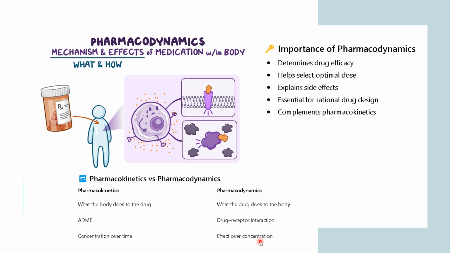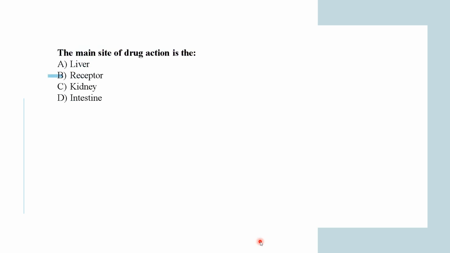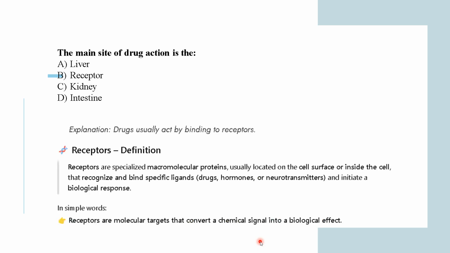Now going to the next question. The main site of drug action is the liver, receptor, kidney or intestine. It is a very easy question, so can anyone answer it? Receptor. It's a give-away question. Here the explanation is that drugs usually act by binding to receptors, obviously.